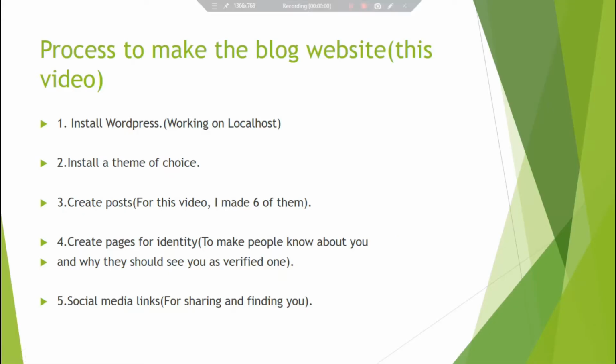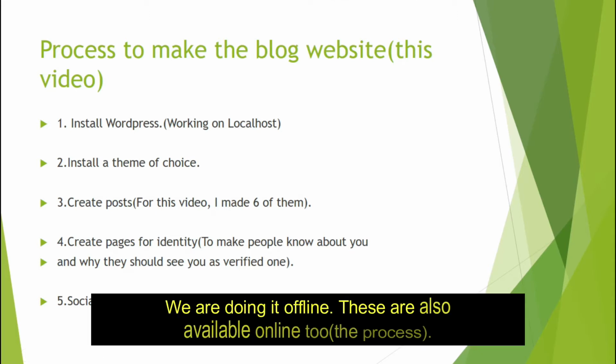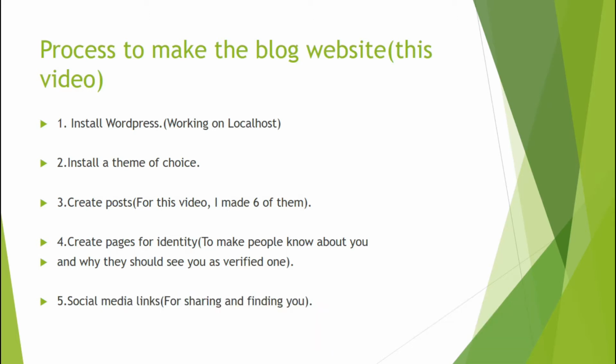So what we are going to do, at first, is install WordPress, working on localhost offline. Then we are going to install a theme of choice, a good theme, then create some posts and create pages for identity, like the contact us, about us page, and social media links, so that people can share our blogs or the posts here.